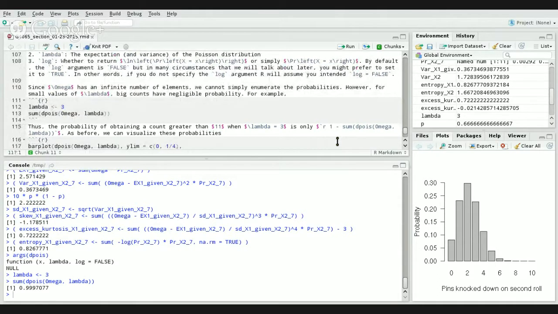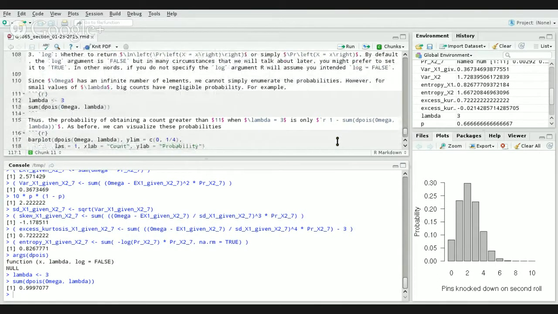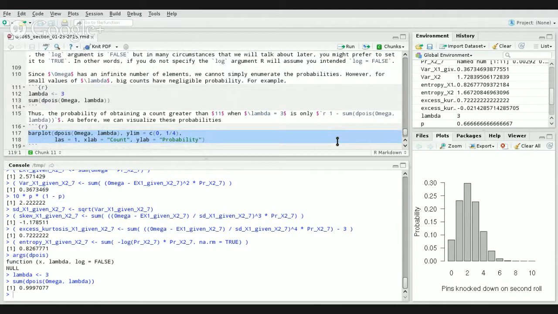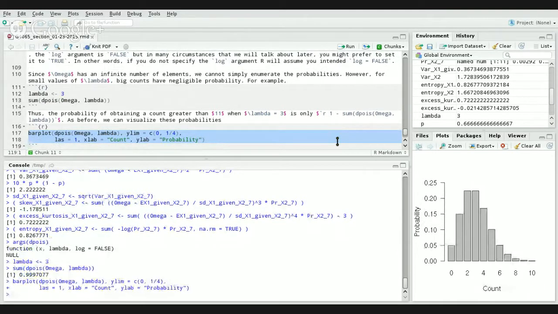As before, we can visualize these probabilities using a bar plot. The first part is the guts of the function. The second is just decoration of the axes and label names, etc. So we can see this plot here, the counts of the probabilities. The probability of getting 2 or 3 is about equal. There's some probability of getting 0 or 1. After 3, it starts declining pretty quickly, and thus you can barely see in this chart the probability of getting a count of 10 under a Poisson distribution with a lambda of 3.